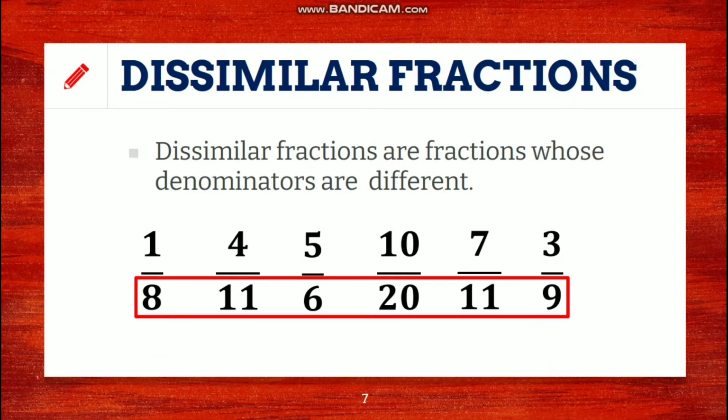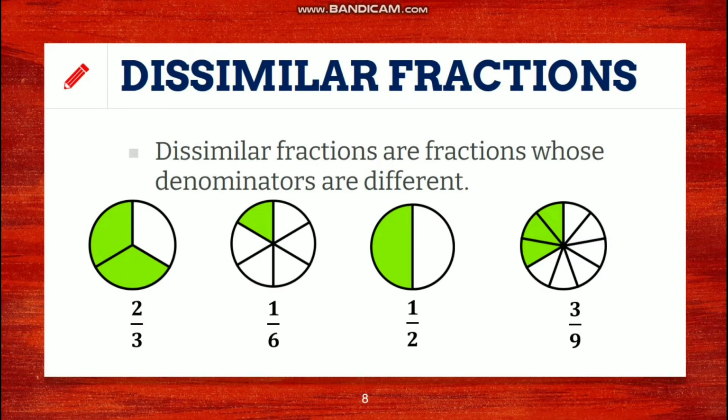As you can see, we have 8, 11, 6, 20, and 9 as the denominators of the 6 fractions. Let's have another set with illustration. We have 2/3, 1/6, 1/2, and 3/9. So, it is very obvious that they belong to the dissimilar fractions because their denominators are different, or not the same. And if you take a look at the illustration, each whole is divided into different parts.